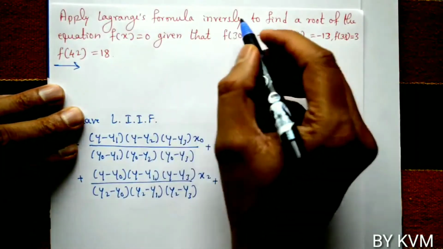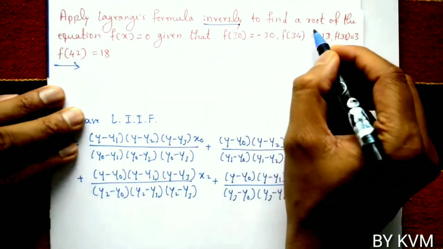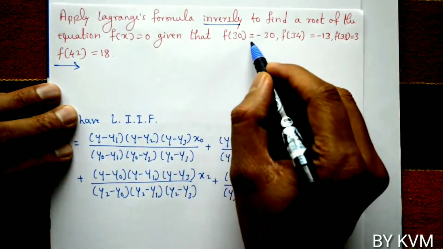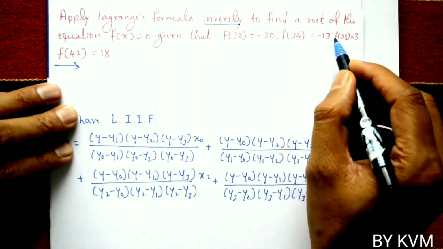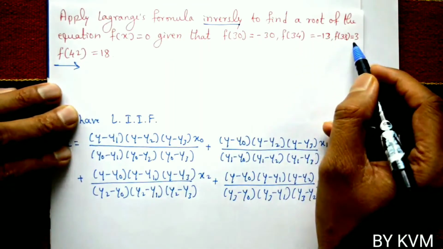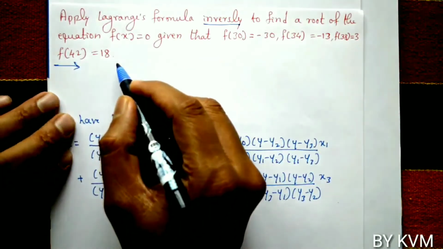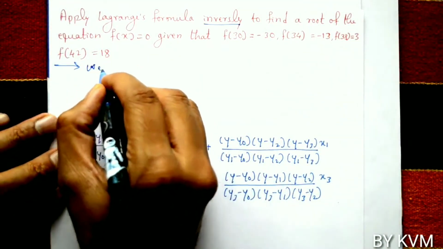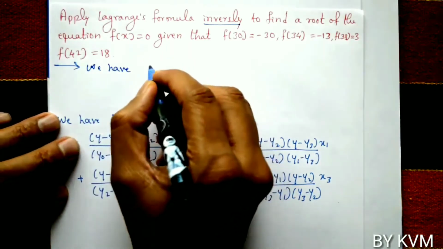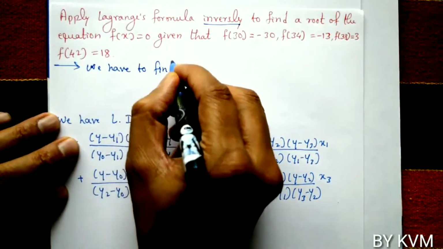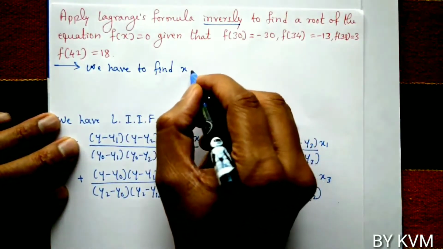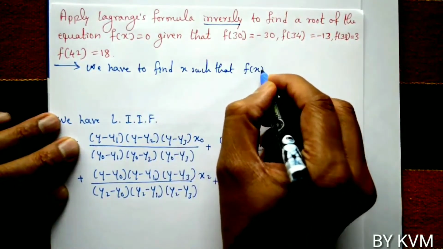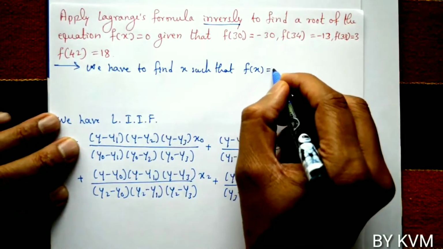Apply Lagrange's formula inversely to find a root of the equation f(x) = 0, given that f(30) = -30, f(34) = -13, f(38) = 3, f(42) = 18. So here four values are given, and we have to find a root of the form f(x) = 0. We already know that a value x = a is said to be a root if it satisfies a function f(x).